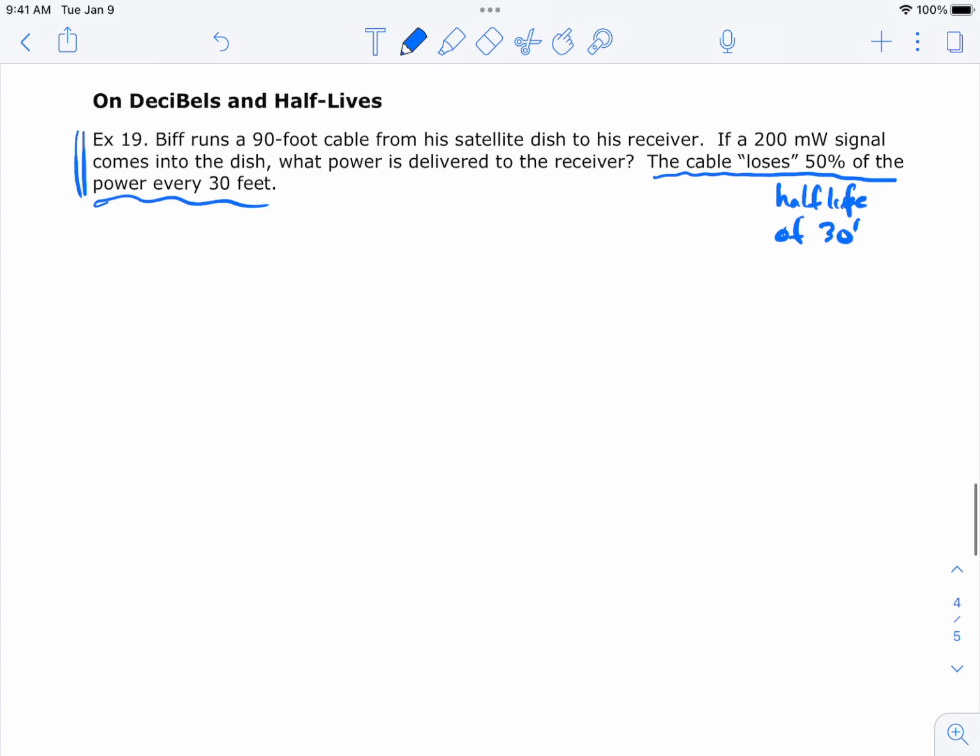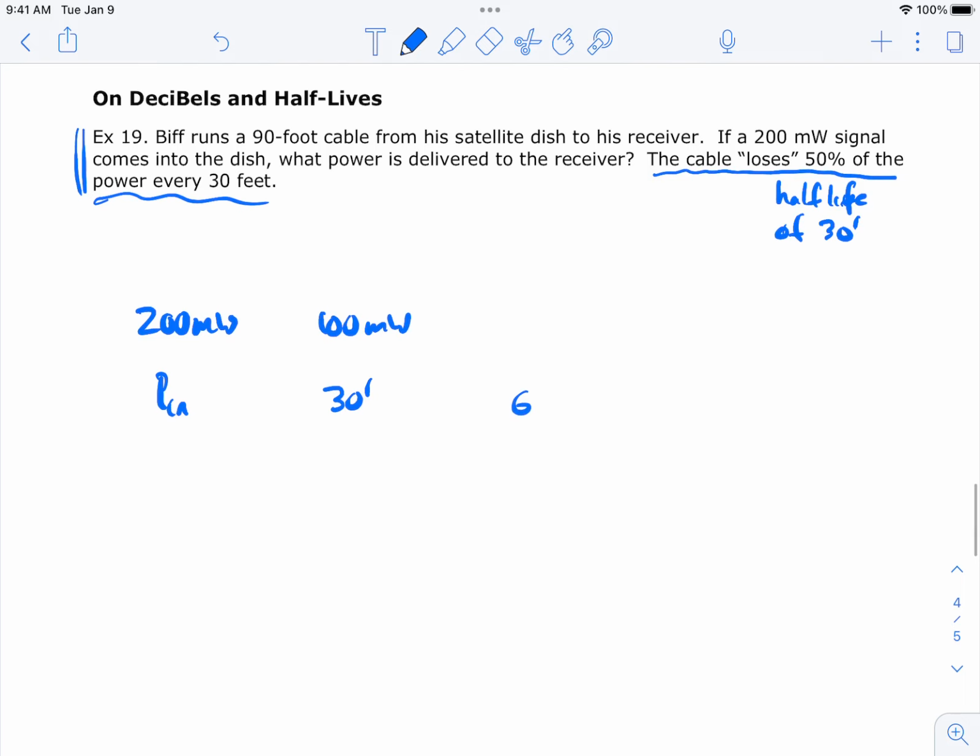So I can actually kind of just do this. I can say, well, the input power, they told me, was, what was it, 200 milliwatts. Now, if I go to 30 feet out, the 200 is going to be 100, right? If I go another 30 feet out, now I've got a 60-foot length of wire, my 100 is going to be down to 50 milliwatts. See, you just keep cutting in half. Every time you go 30 feet, you cut it in half. If I go another 30 feet out to 90 feet, the 50 gets cut in half to 25 milliwatts. And that answers the question.